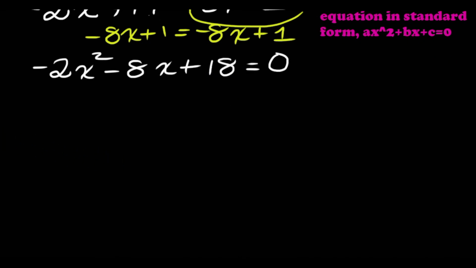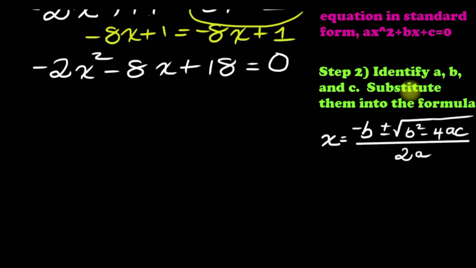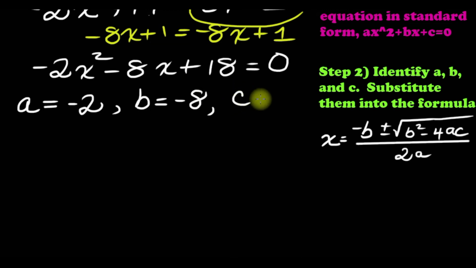And then step 2 is to identify A, B, C, and then plug those numbers into the quadratic formula. Okay, so we have to come up with A, B, C. So your A here is negative 2. It's the coefficient of x squared. Your B is negative 8. And then your C is 18. Okay, so there's your A, B, C. And then we're going to plug those numbers into the quadratic formula.